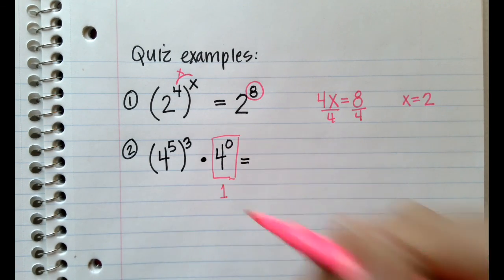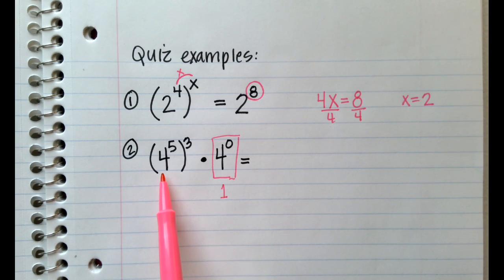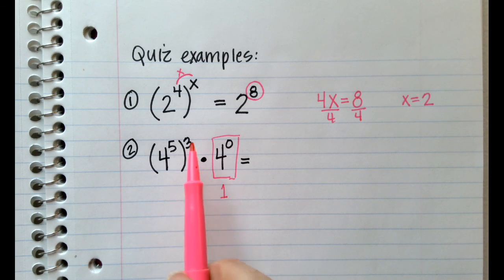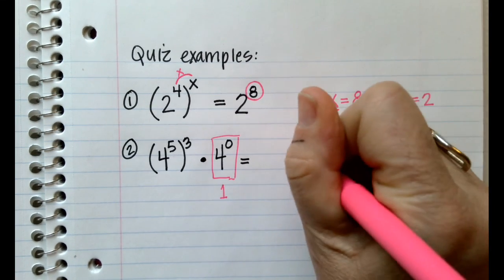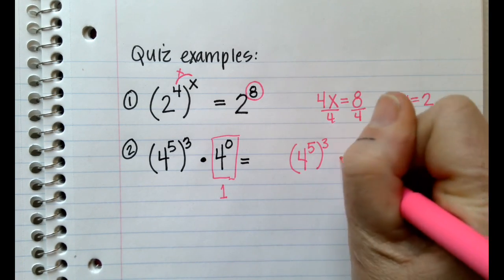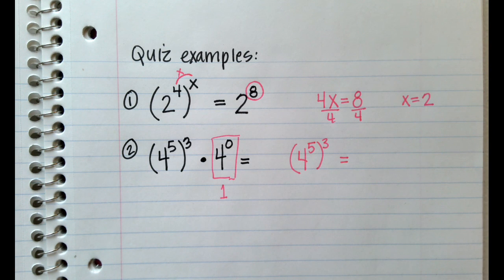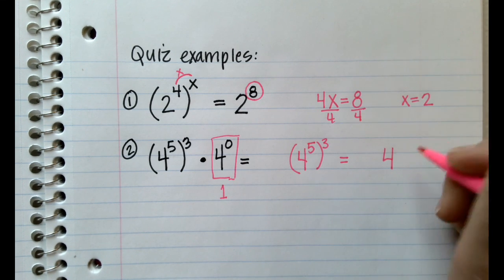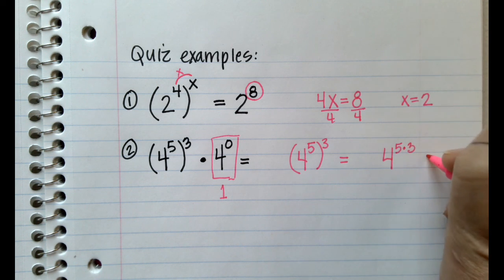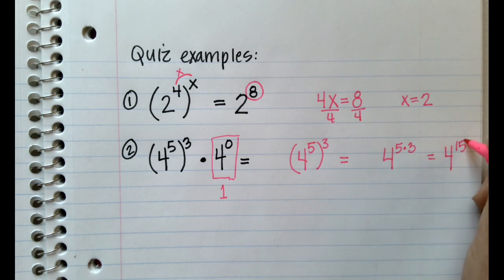That equals 1. So I'm multiplying 4 to the 5th raised up to the 3rd by 1. So that's not going to change anything. So really all that means is they want me to solve this, because I just would be multiplying by 1 in the end. Again, this is power to power. So I'm going to multiply those exponents, keep my base, and do 5 times 3, which will give me 4 to the 15th power.